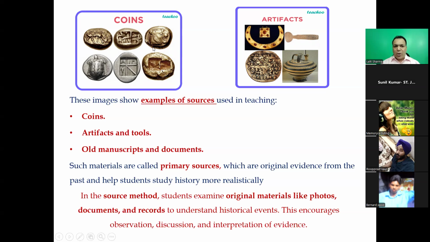इनको क्या बोलते हैं, याद रखो, these are called the primary sources, which are original evidence from the past and help students study history more realistically. In the source method, students examine original materials like photos, documents, and records to understand historical events. This encourages observation, discussion, and interpretation of evidence.